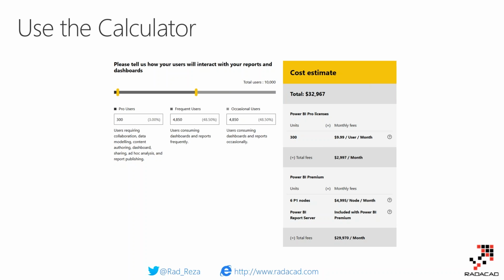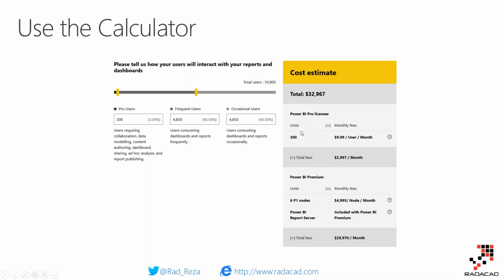So how can you work with this calculator? You just specify how many users you have. As an example, I put 10,000 users over here. And out of those 10,000 users, not all of your users are pro users or developers. You might have only 300 developers, as you can see in the pro user section. The rest are, let's say, half of them frequent users, half of them occasional users. So based on that, this calculator suggests I have about 6 P1 nodes to cover that user base.